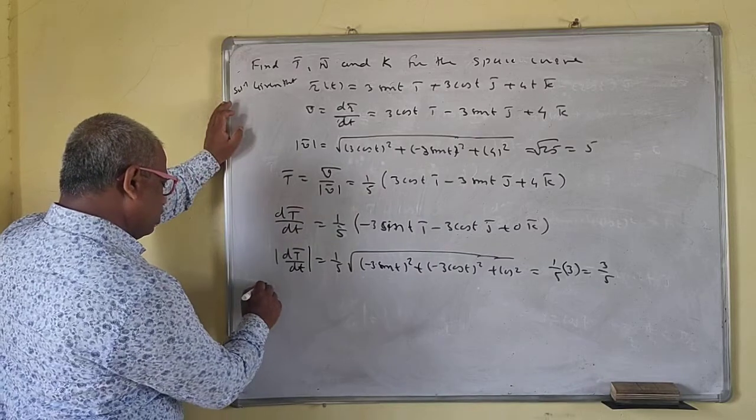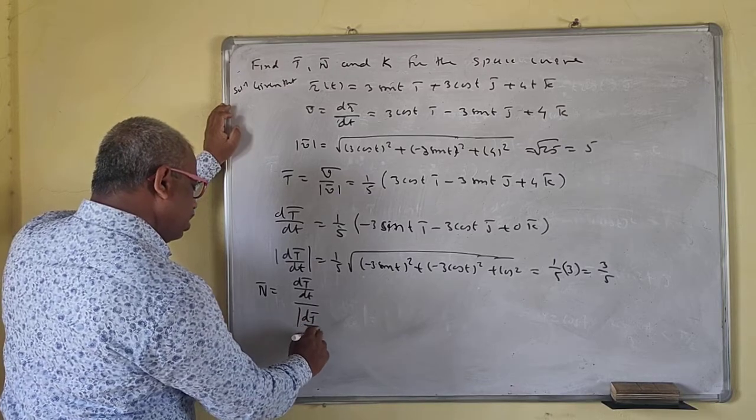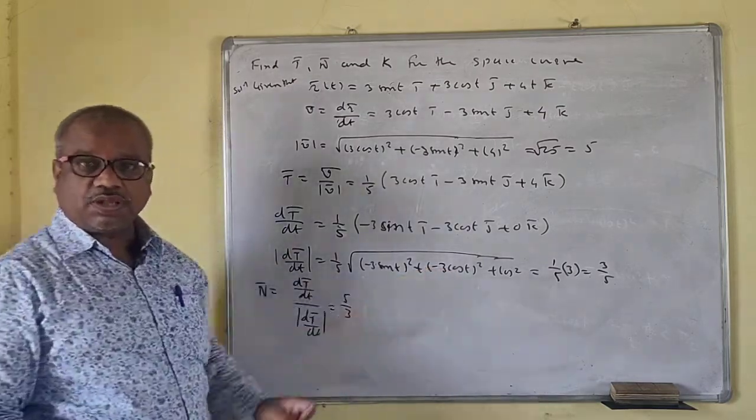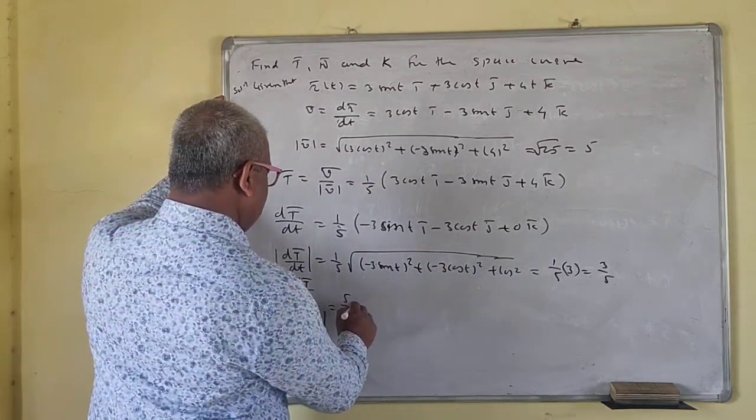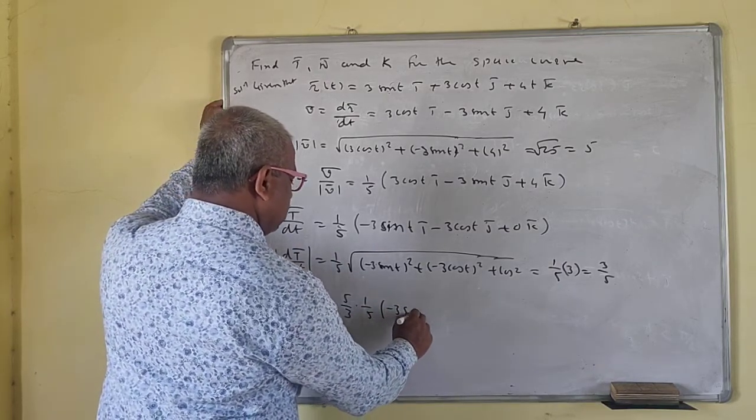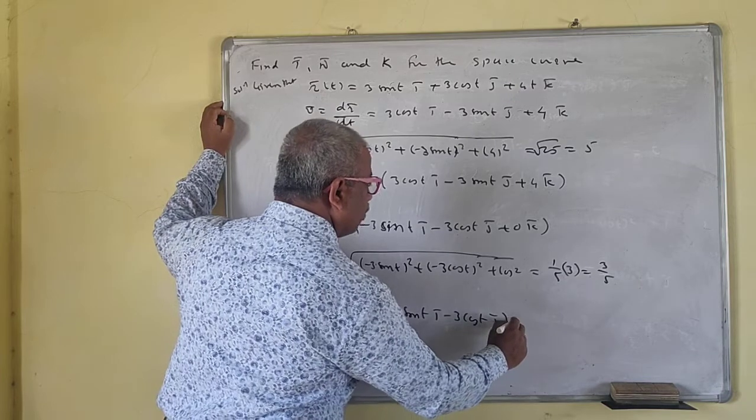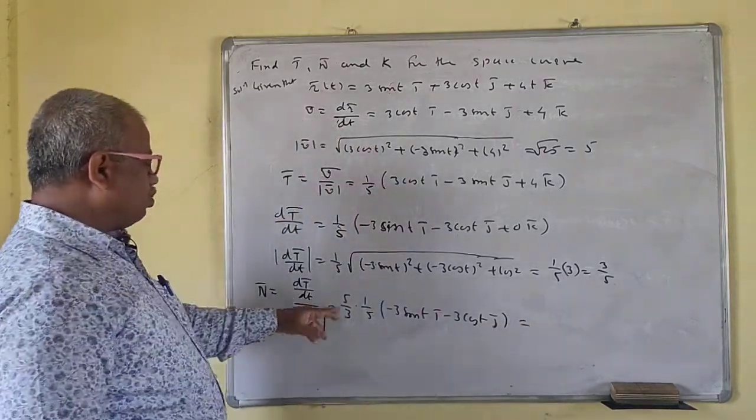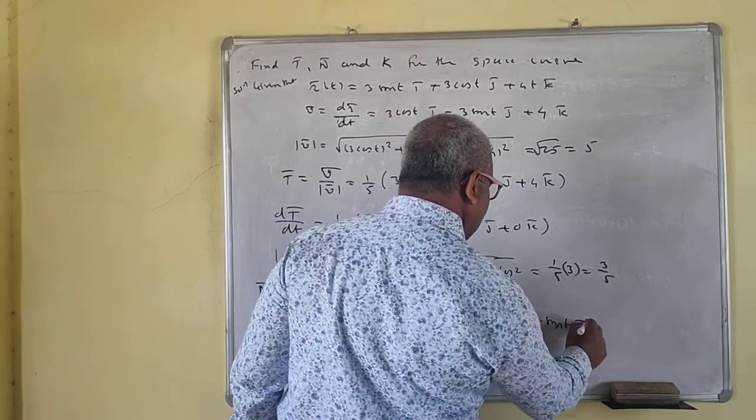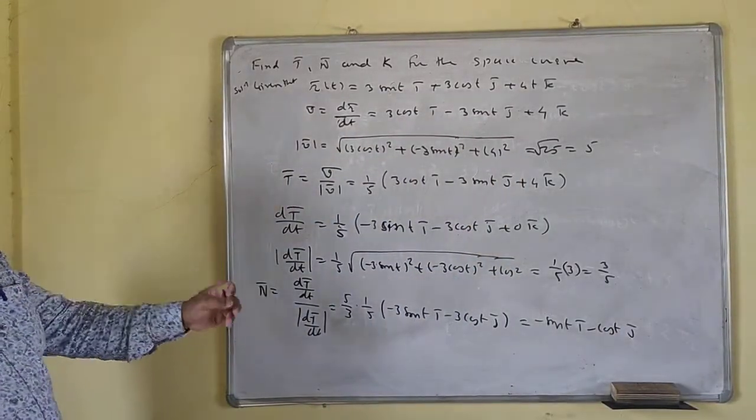Okay. So now your n bar is dt bar by dt upon mod of dt bar by dt. So the mod is 3 by 5, and you have to take the reciprocal of that, which is 5 by 3, into dt bar by dt, which is 1 by 5 times (minus 3 sin t i bar minus 3 cos t j bar). Now you have to simplify it. 5 gets cancelled, this 3 also gets cancelled. So this is minus sin t i bar minus cos t j bar. This is your unit normal vector.